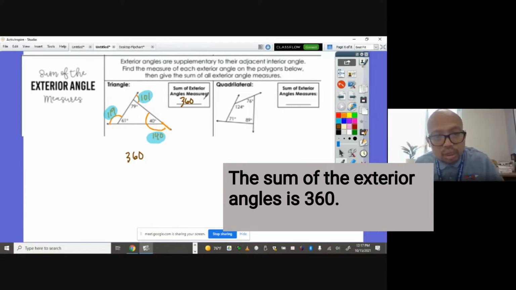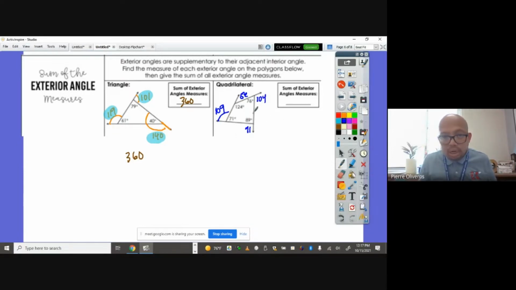Is that true only for a triangle? Let's see for a quadrilateral. If these angles are 71, 124, 76, and 89, each exterior angle will be supplementary. So 180 minus 71 is going to be 109. 180 minus 124 is going to give me 56. And 180 minus 76 will give us 104. And 180 minus 89 will give us 91. So I'm going to add all of those exterior angles. So 109 plus 56 plus 104 plus 91 gives me 360 degrees.